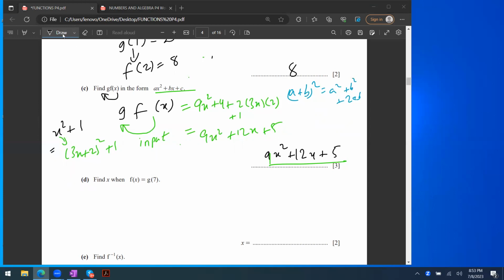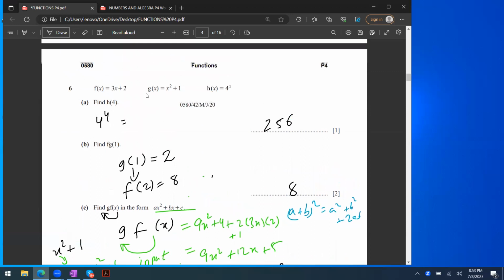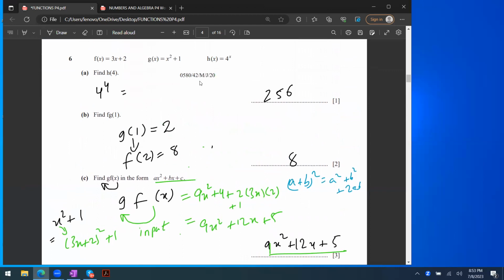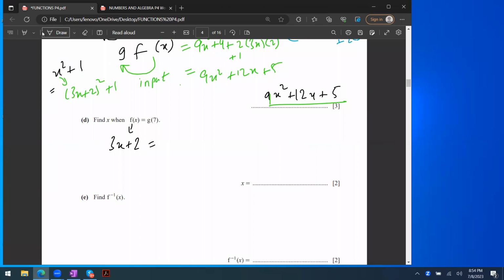Okay, f of x is 3x plus 2. And g of 7: just put 7 in the g function. That means it's 7 square plus 1. 7 sevens are 49 plus 1, 50. So this is 50. So x is equal to 48 over 3. X is equal to 16. All right.